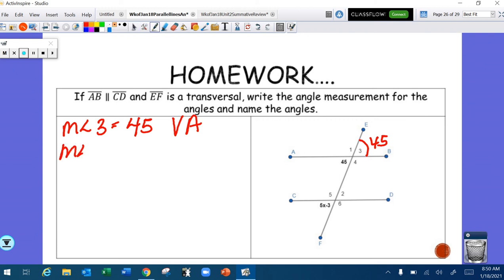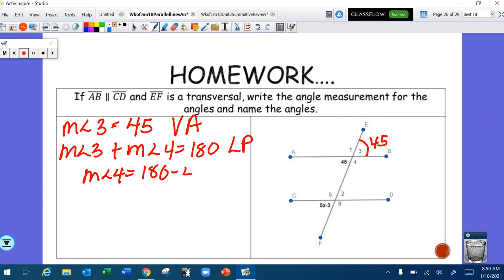The measure of angle 3 plus the measure of angle 4 is going to be 180 degrees, because they are a linear pair. So the measure of angle 4 would be equal to 180 minus 45. Let me do my old school math. 180 minus 45 is 135. So right here, the measure of angle 4 is equal to 135.